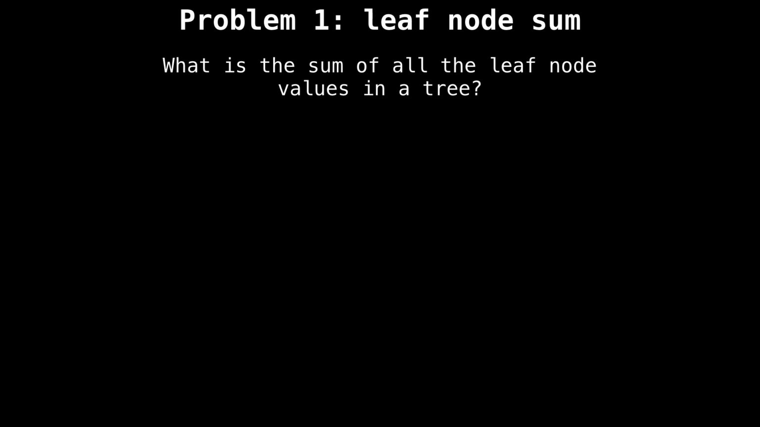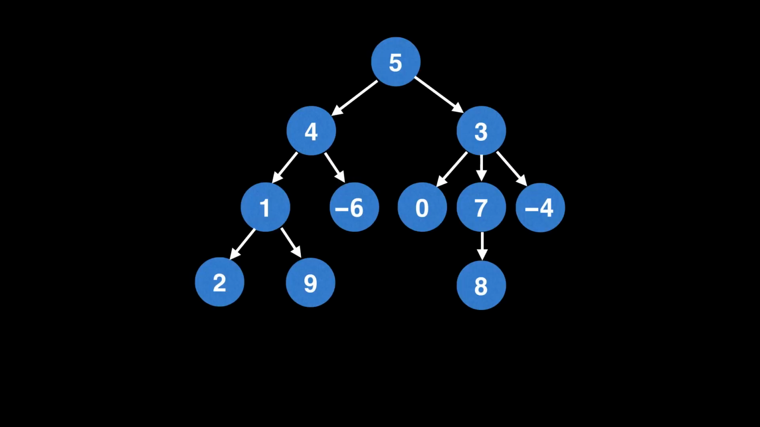For this problem, we need to find the sum of all the leaf node values in a tree. For instance, given this tree, we want to sum up the values of all the bottom nodes. That would be these nodes in red for a total of 9. Now, if you're really keen, you can pause the video and give this problem a try.